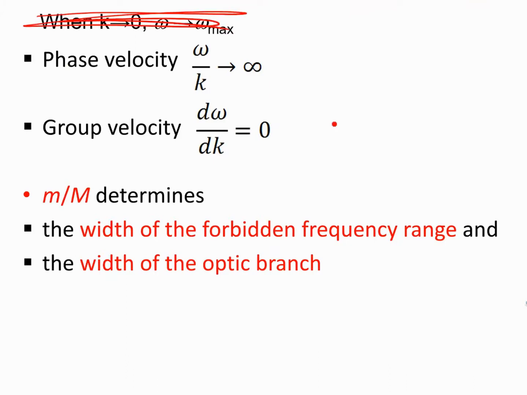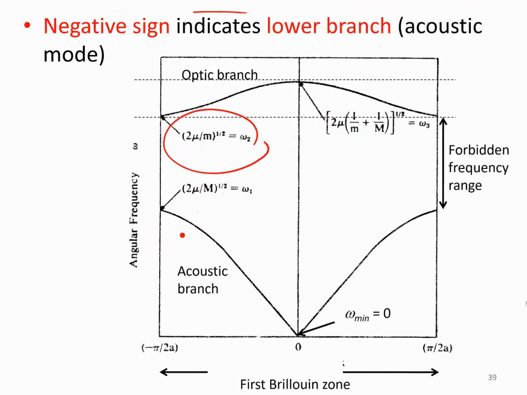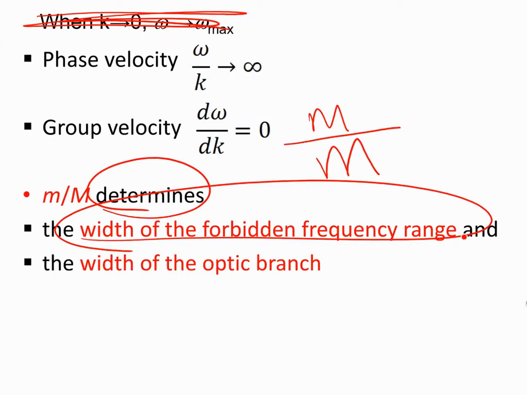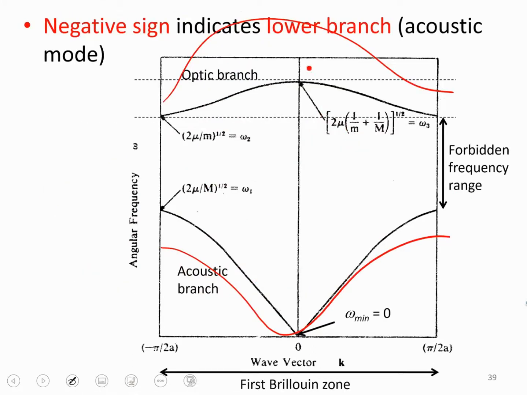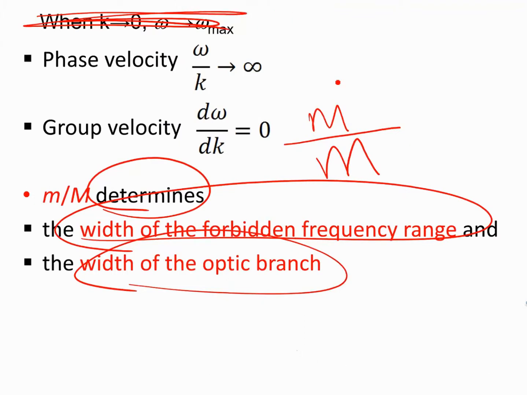And the ratio of the mass of the light atom and the heavy atom, small letter m and capital letter M, determines the width of the forbidden frequency range, this range. So if you change the ratio of the masses of the light atom and the heavy atom, then you may get a larger forbidden range. The second thing, the width of the optical branch. So for the first case, you get the width like this. The second case, you will get maybe like this, so a larger width.